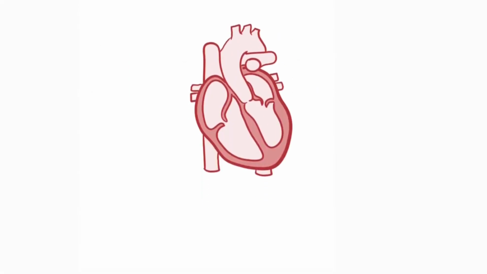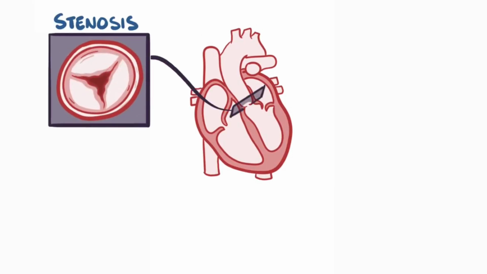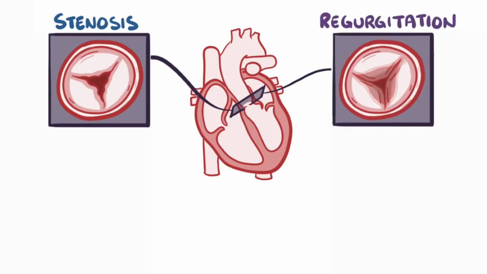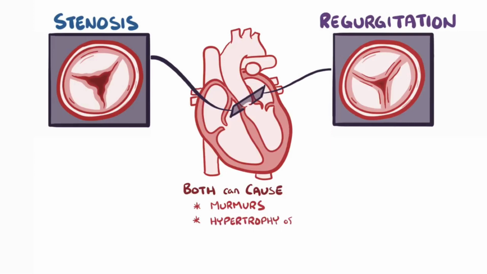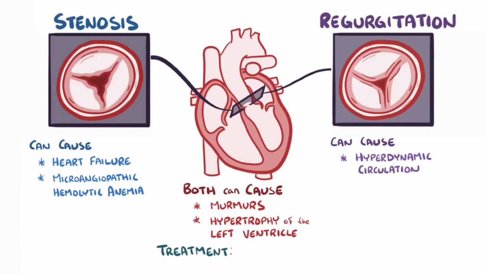Alright, as a quick recap. Aortic stenosis happens if the aortic valve doesn't open all the way, and aortic valve regurgitation happens if the valve doesn't close all the way. Both can cause murmurs and hypertrophy of the left ventricle. Stenosis can also lead to heart failure and microangiopathic hemolytic anemia, while regurgitation can also cause hyperdynamic circulation. Treatment for both is replacement of the valve after symptoms have developed.